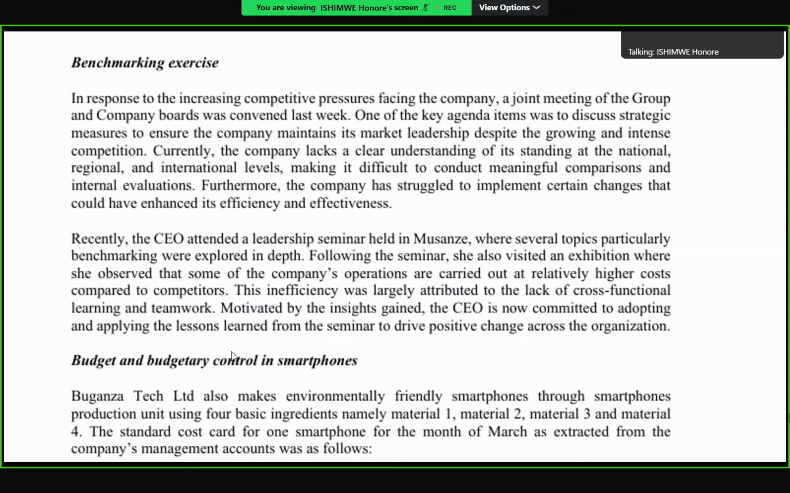Budget and budgetary control in smartphones. Buganza Tech Limited also makes environmentally friendly smartphones through smartphone production units using 4 basic ingredients, namely material 1, material 2, material 3, and material 4. The standard cost card for one smartphone for the month of March, as extracted from the company's management account, was as follows.